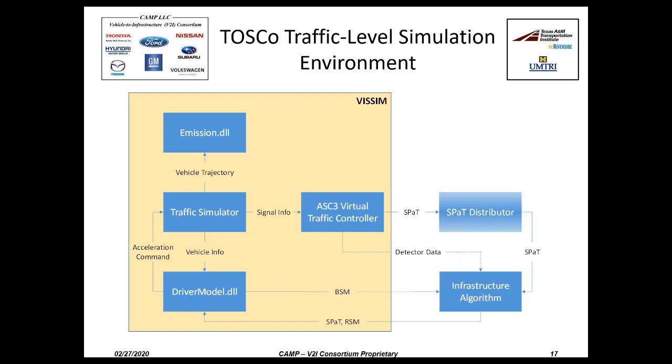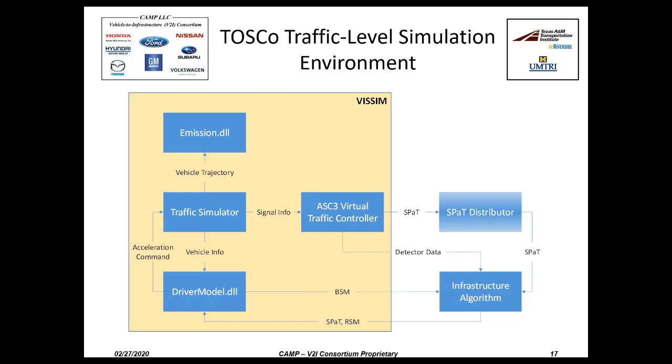Our infrastructure algorithm uses the ASC3 virtual controller, like the vehicle level simulation, to take that signal phase and timing information and collect it for all 15 intersections so that it can send that information to the simulated vehicles. The driver model DLL in the traffic level simulation environment hosts the TOSCo behavior. We took the TOSCo algorithm and simplified it such that it would operate thousands of vehicles at the same time, using the same TOSCo logic represented by the vehicle level simulation.